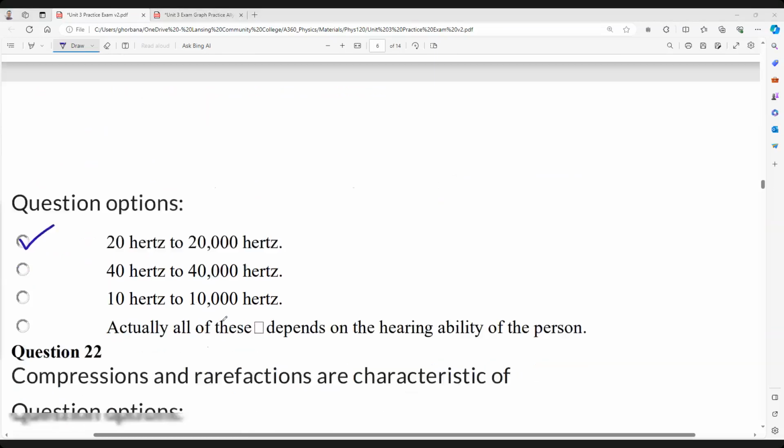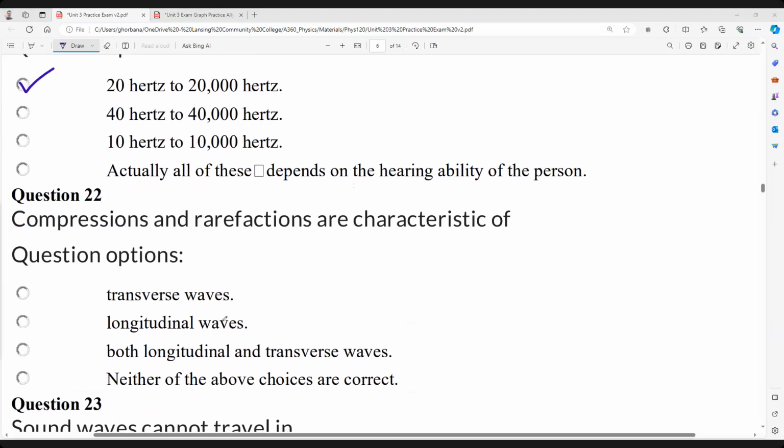So number 22, compression and rarefaction are characteristic of longitudinal waves. Perfect, longitudinal. What's a rarefaction again? Compression means that we have constructive interference. Rarefaction is when there is destructive interference.